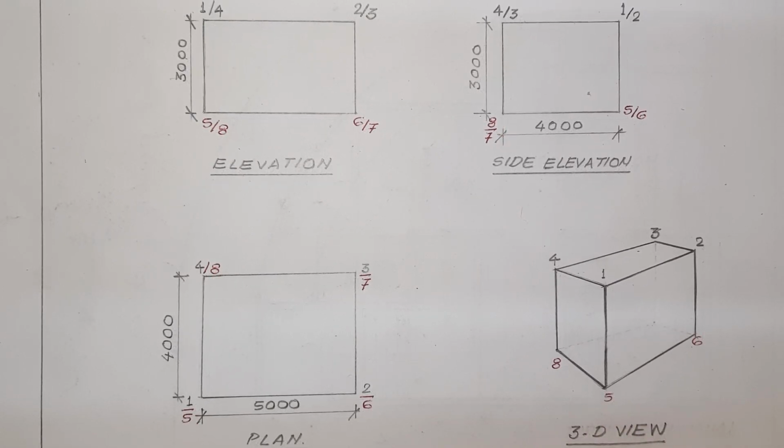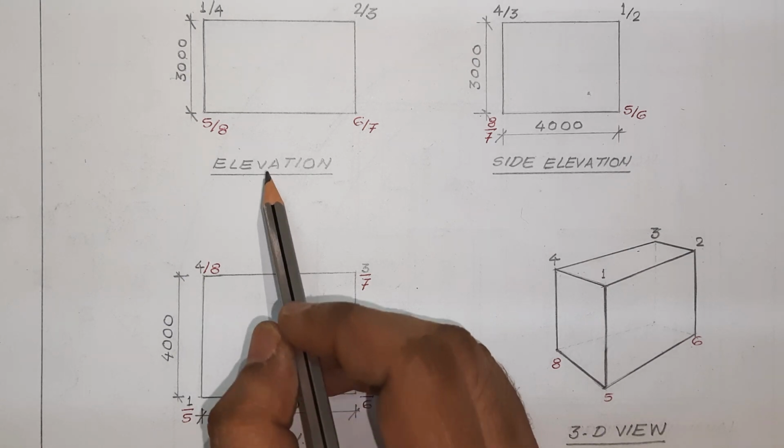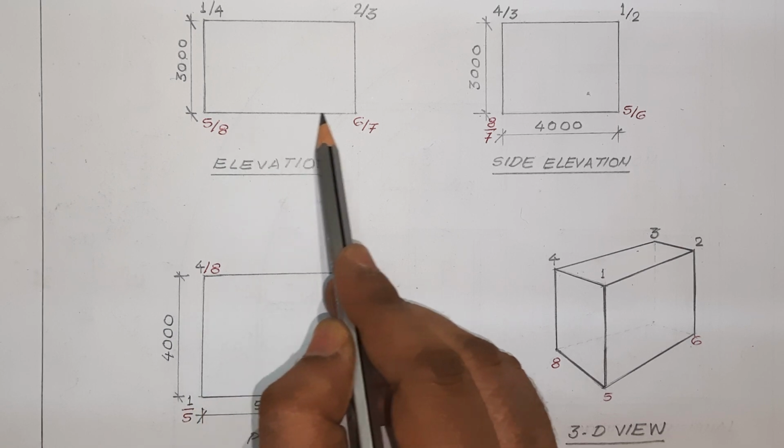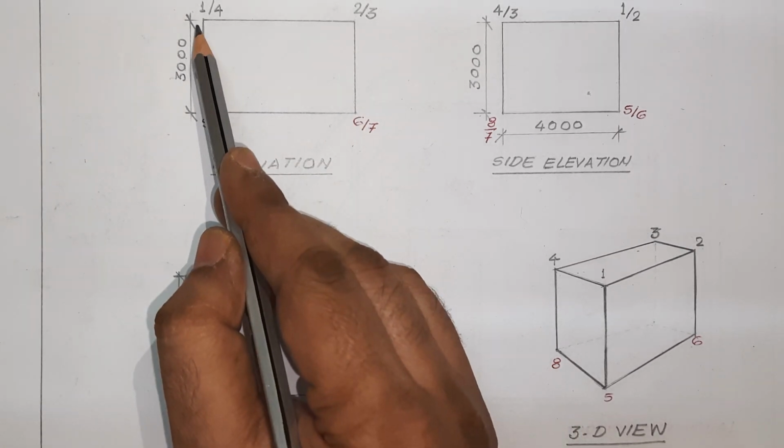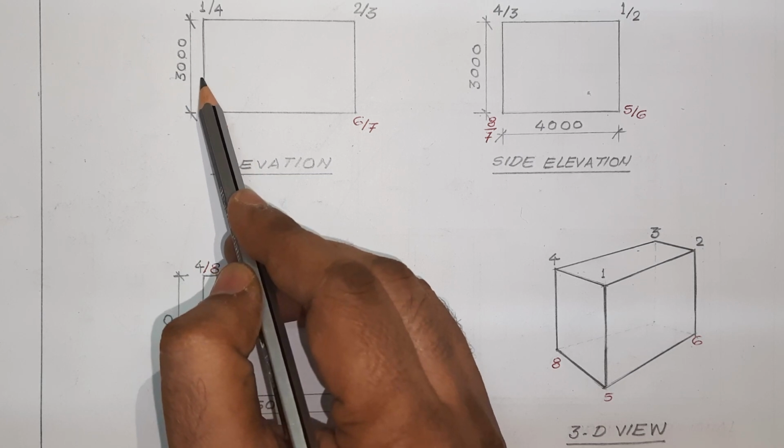Here in the plan, we can observe this is the length of the box, which is 5000 millimeter, and this is the width of the box, which is 4000 millimeter. In the elevation, we can observe this is going to be the length of the box, which is 5000 millimeter, and this will be the height of the box, which is 3000 millimeter.